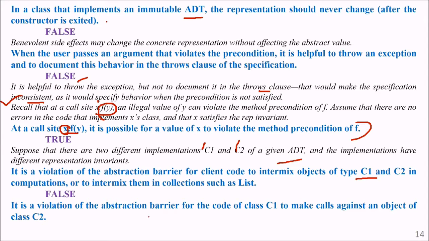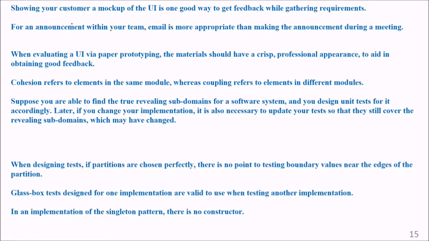It is a violation of the abstraction barrier for the code of class C1 to make calls against an object of class C2. True or false? The answer is false. Showing a customer a mock-up of your user interface is one good way to get feedback while gathering requirements. False. Okay.